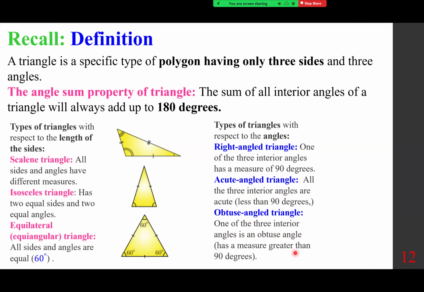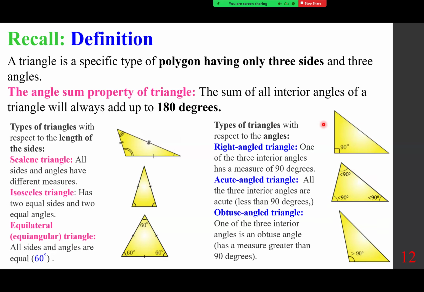So 90 degrees here, these 2 must be less than 90, okay? So those are acute. These all 3 are less than 90. In this one, one of them is larger than 90, which makes the other ones definitely acute, less than 90.